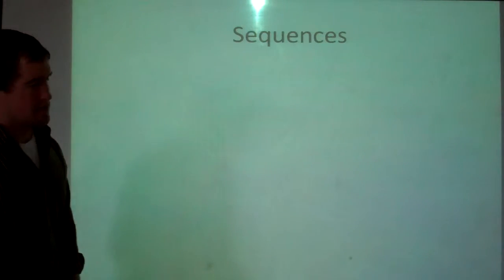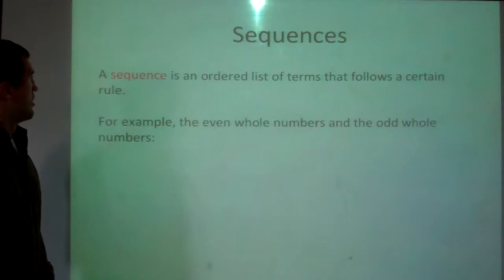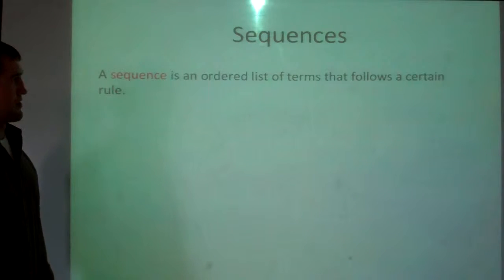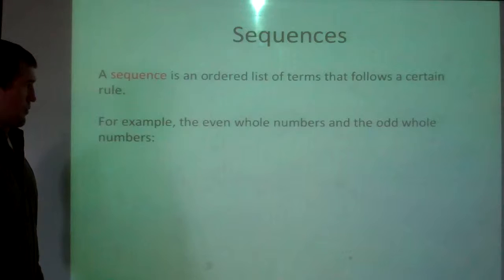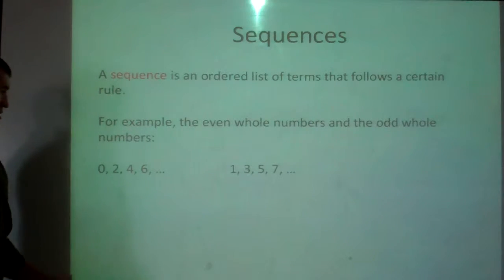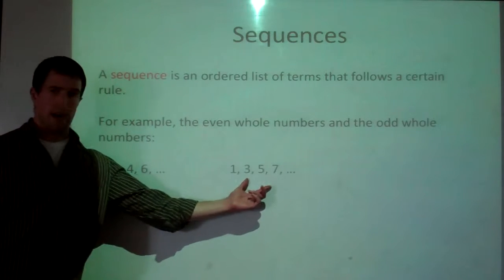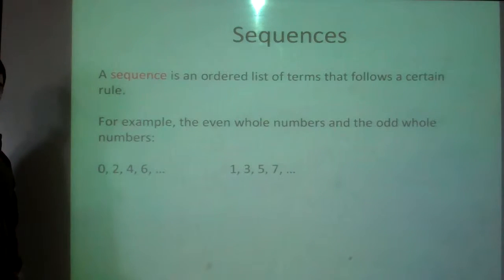Now, sequences. A sequence is an ordered list of terms that follows a certain rule. For example, we have our even numbers and we have our odd numbers. Here are our evens, here are our odds. We notice that in between each term, all we do is add 2.